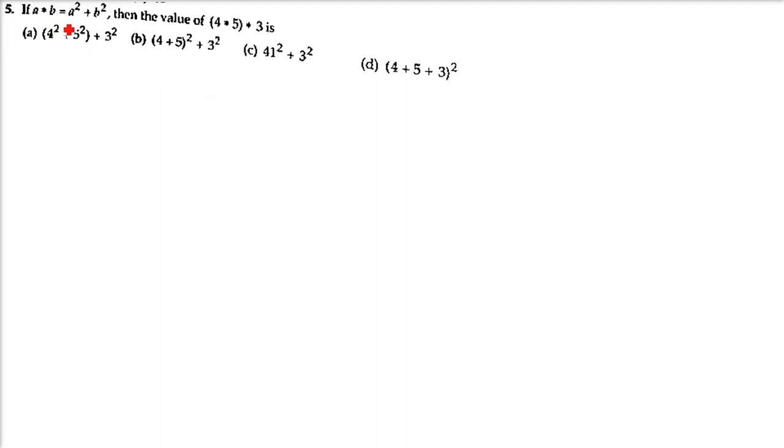Next is, if A star B equals A square plus B square, then the value of (4 star 5) star 3. Now in my edition, the first question and fifth question are exactly similar. So I'm going to skip this question, but let me reiterate that the part C is the answer. The C option is the correct answer. It is similar to the first one. Just refer to that question.